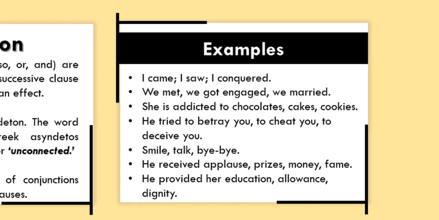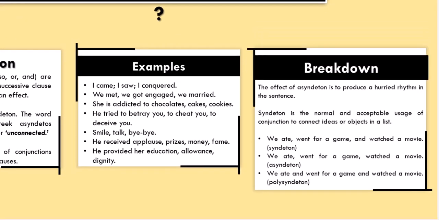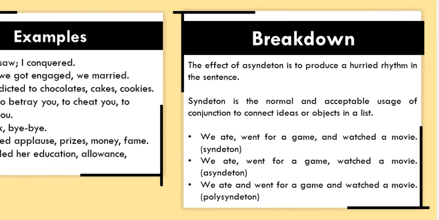Okay, so let's break it down. The effect of asyndeton is to produce a hurried rhythm in the sentence. We have the concept of syndeton, which is a normal and acceptable usage of conjunctions to connect ideas or objects in a list. That's the normal way it's supposed to be in a grammatical sense. "We ate, went for a game, and watched a movie." That's syndeton. That is, you put a comma where you ought to have a comma, and you put "and" where you ought to have "and." But when we have it as "We ate, went for a game, watched a movie," that's asyndeton. You're using commas all through, where you ought to have "and," you refuse to put "and" there.